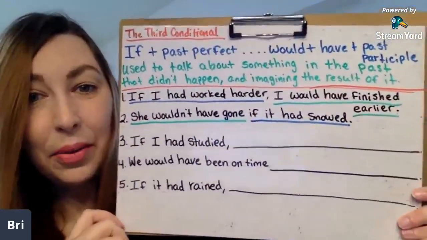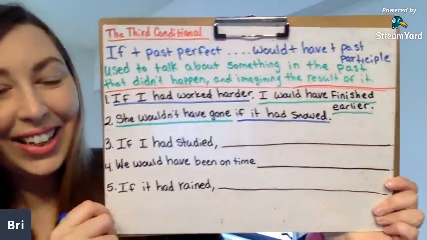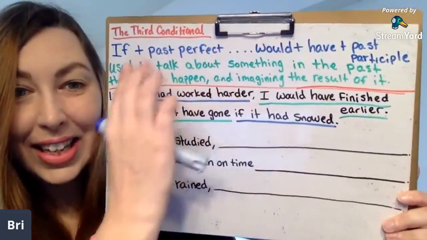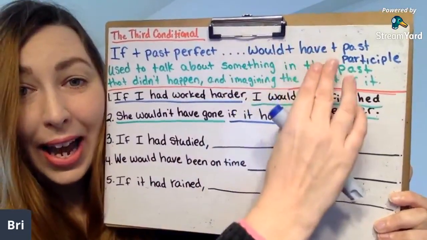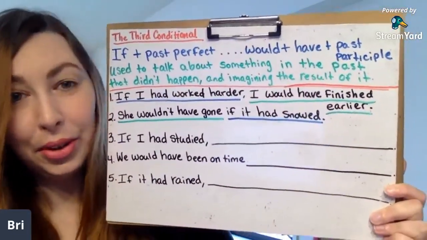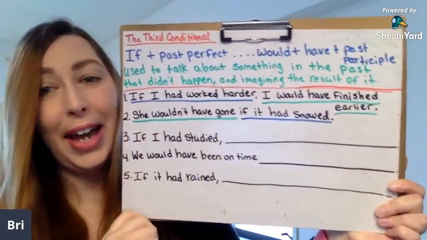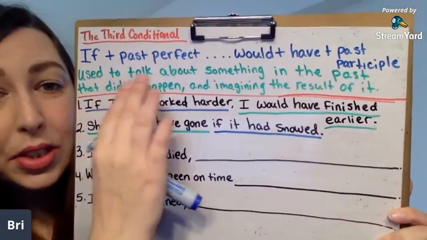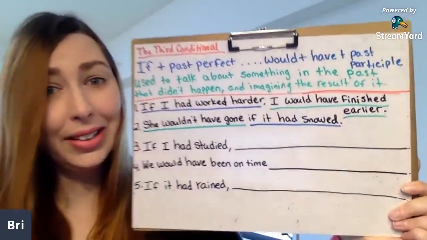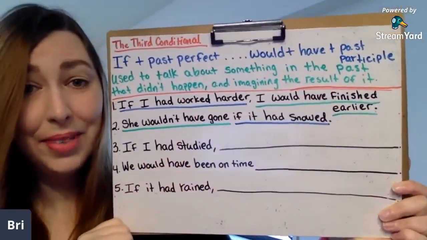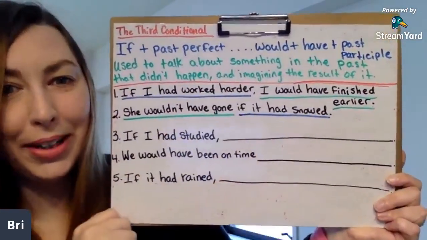Okay, so anyway, we have the third conditional. Let me just move over a little bit. I always have to move over. Okay, we have the third conditional, and we use if plus past perfect, and then would have plus past participle. Whew, okay, that's a lot. If plus past perfect, plus would plus have plus past participle. So it means we use it to talk about something in the past that didn't happen and imagining the result of it. Something that didn't happen, but we're imagining it did and what the result would have been.